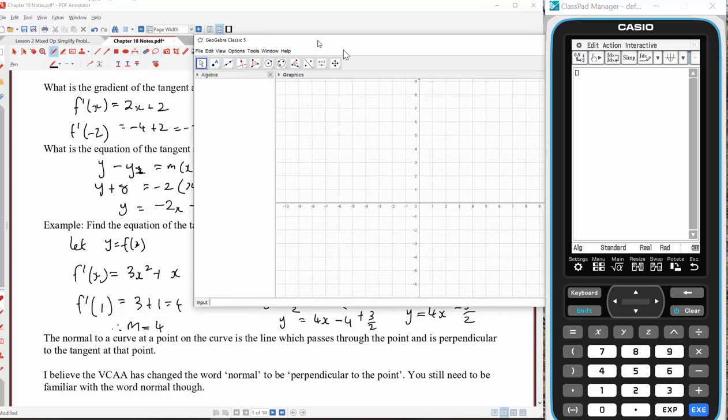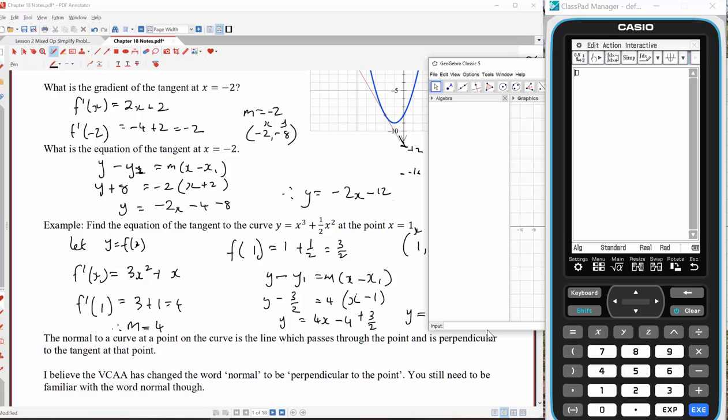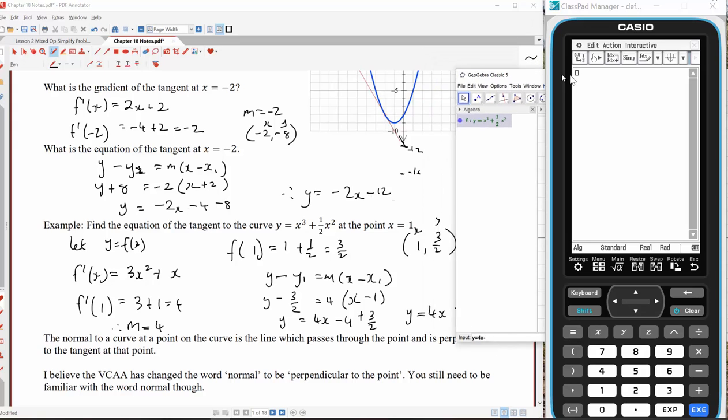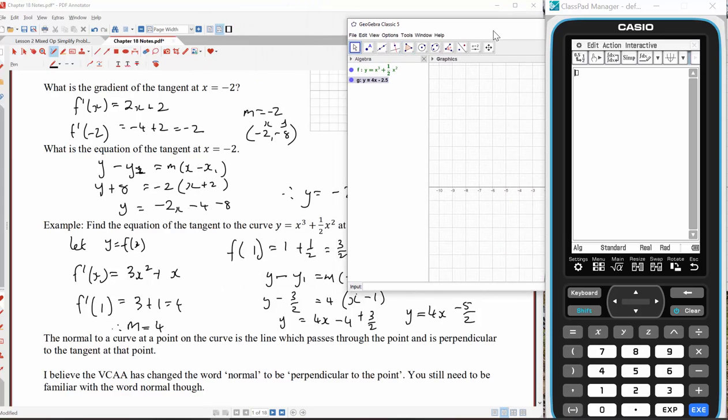So let's graph our original function, which was y equals x cubed plus half times x squared. And what we'll do is we'll graph our tangent as well, which is y equals 4x take, what was it, 5 on 2. And what we can see quite quickly is that we've got this tangent drawn here at this point, and the point was when x is equal to 1.